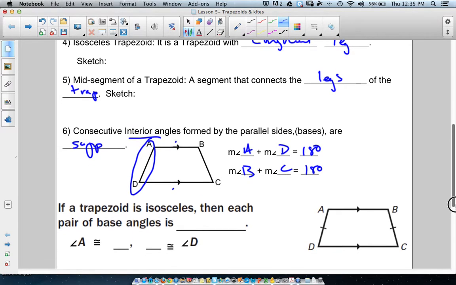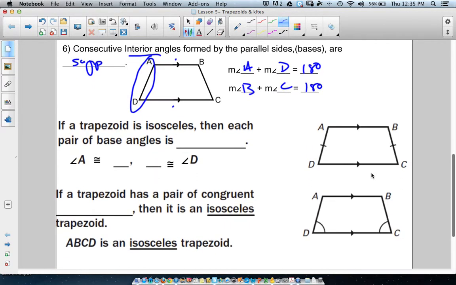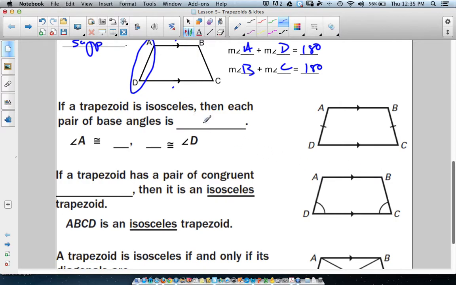Now, if a trapezoid is isosceles, then each pair of base angles is congruent. So A is congruent to B, and C is congruent to D. Now, as we know in an isosceles trapezoid, this angle and that angle are equal, so therefore if we draw straight across, these two legs are equal, which means that it's an isosceles trapezoid. We can put congruent legs, or we can put congruent base angles also, whatever you want to put. Either of those will work.